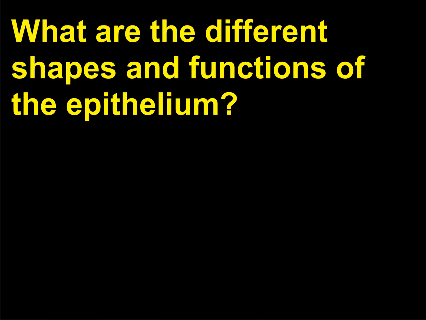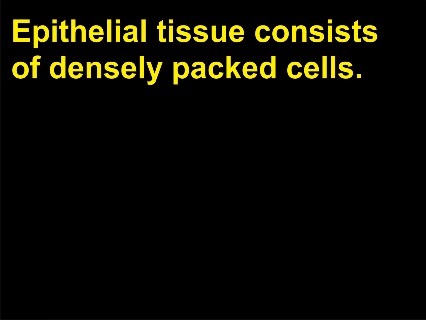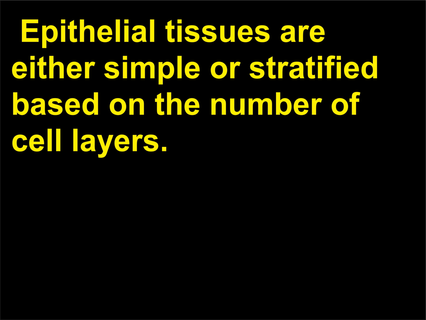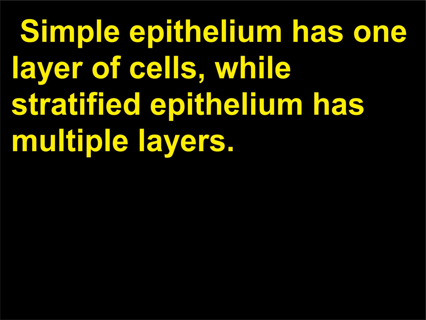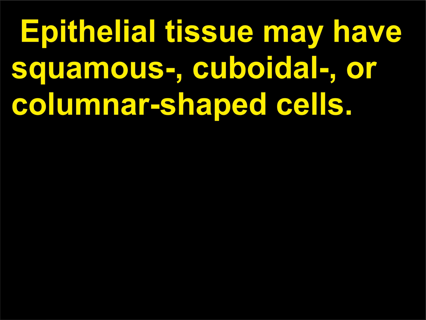What are the different shapes and functions of the epithelium? Epithelial tissue consists of densely packed cells. Epithelial tissues are either simple or stratified based on the number of cell layers. Simple epithelium has one layer of cells, while stratified epithelium has multiple layers. Epithelial tissue may have squamous, cuboidal, or columnar-shaped cells.